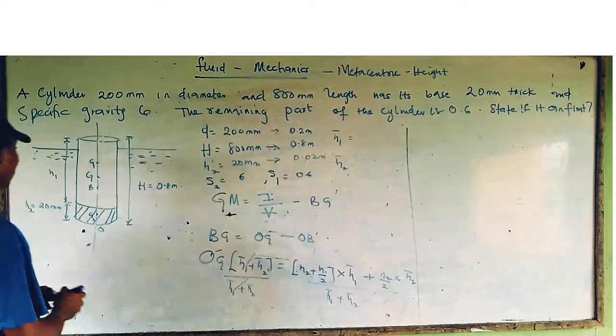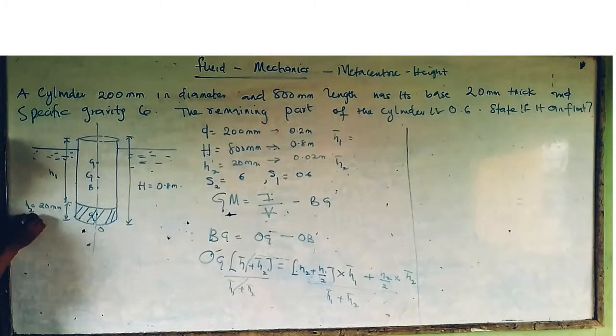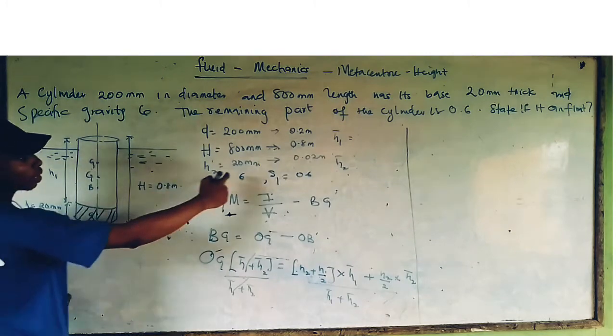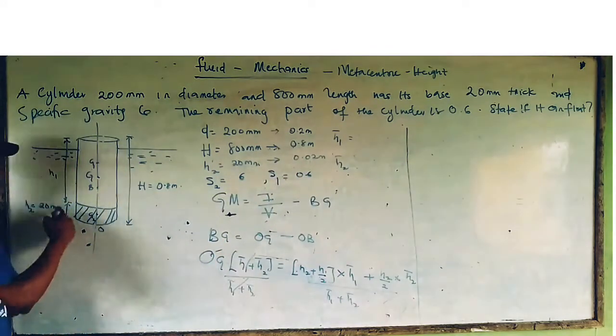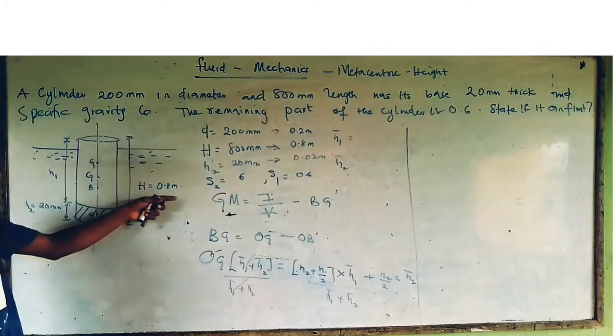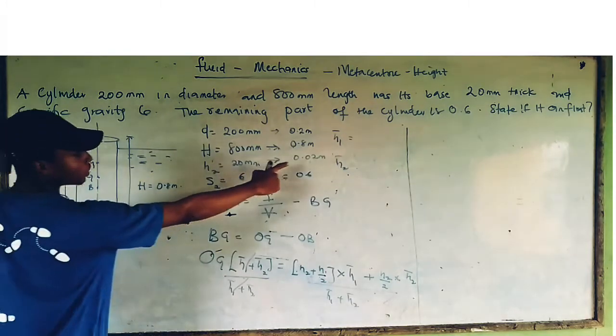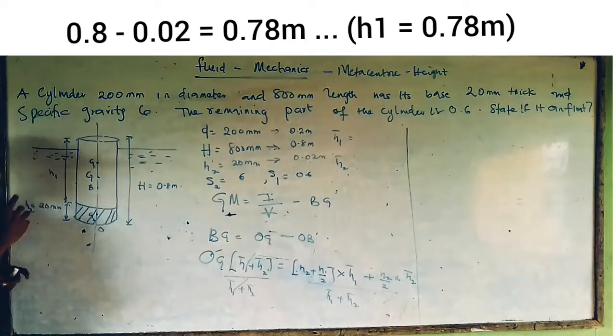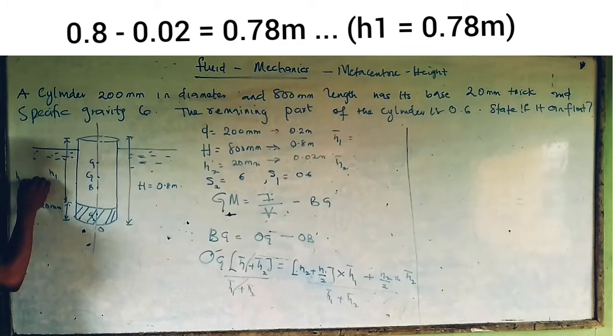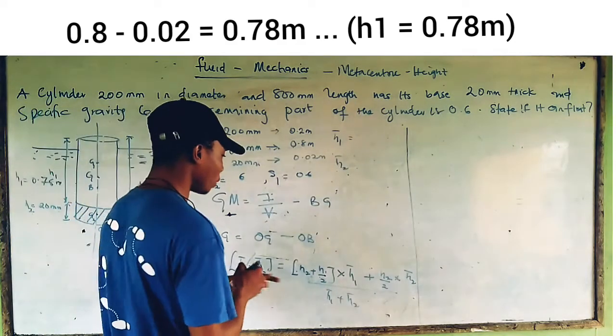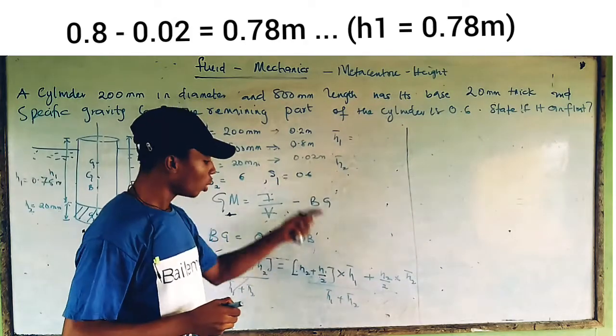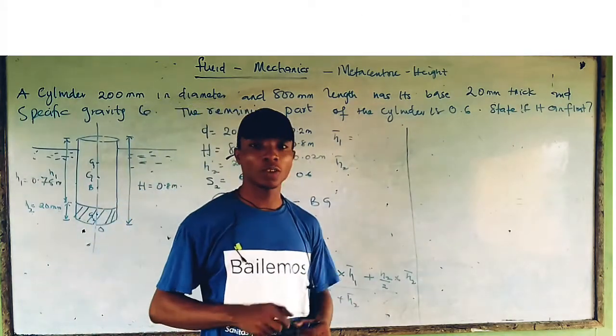Now basically what's H1? If from this part to this part is H2, and H2 we said is 20 mm, which is 0.02 meters, and the total height of the cylinder is 0.8, then 0.8 minus 0.02 means H1 gives me 0.78. So the H1 is 0.78 meters. So we have our H1, which is 0.78, but we don't have the depth of immersion of the top cylinder and the depth of immersion of the bottom cylinder.